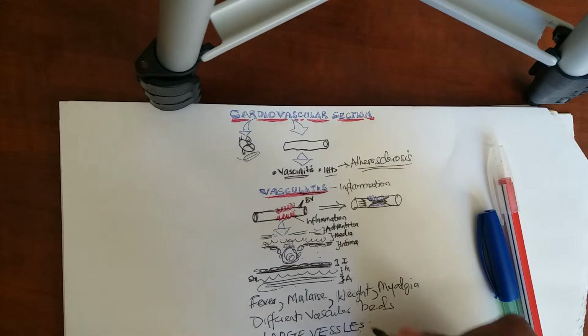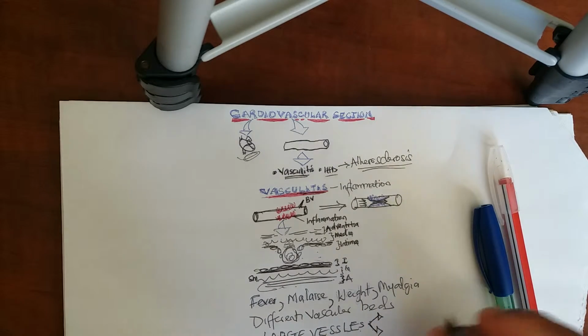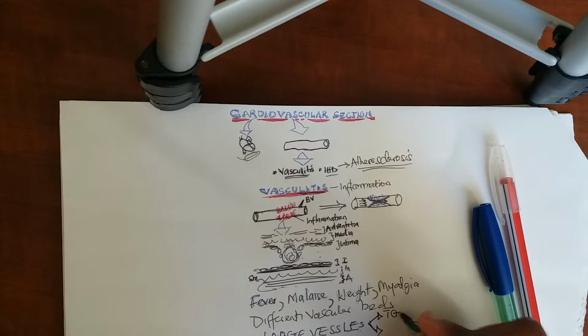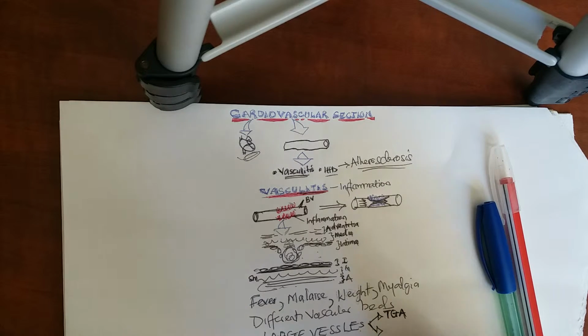Now, what are the vasculitis you see in large vessel vasculitis? Pretty much you just see two here. And the two that you see are temporal giant cell arteritis, then the other one is Takayasu arteritis. So those are the two large vessel vasculitis that you should concern yourself with.